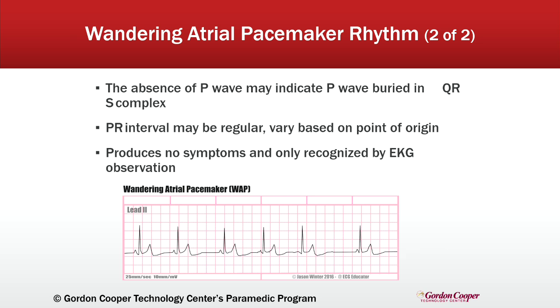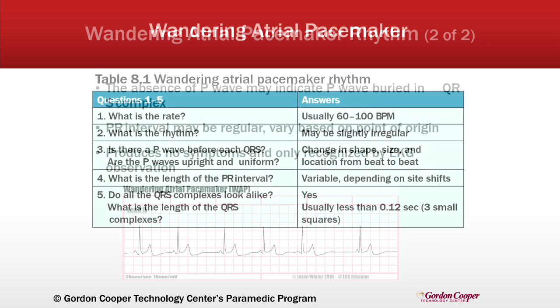Now the PR interval, it may be regular or it could vary depending on where the impulse originates. If the pacemaker site shifts, the timing of that PR interval can change because the impulse takes a different route through the heart. So importantly, these rhythms often produce no symptoms, typically only noticed when reviewing the EKG. That's why it's crucial to closely observe the rhythm strip even if the patient doesn't feel any different.